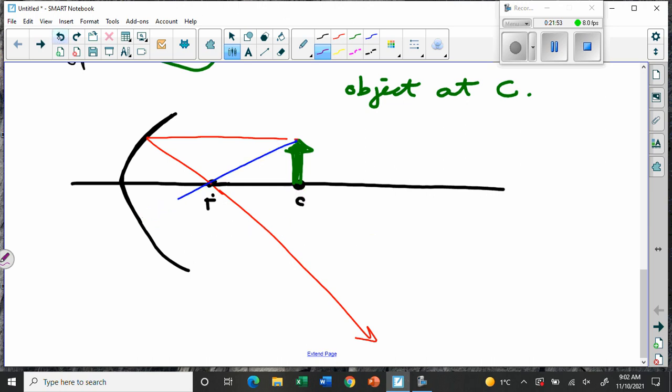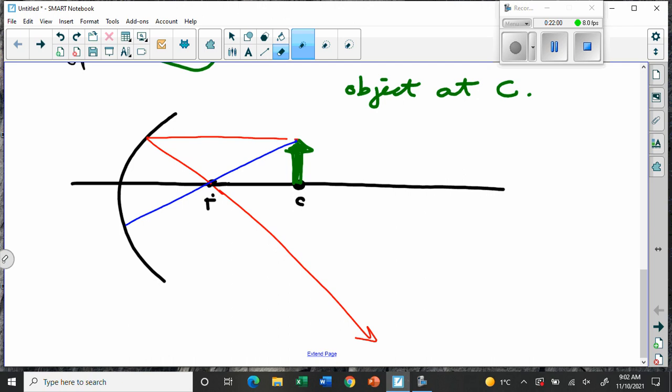I'll try one more time here to see if I can't fix why this is happening. Now it's erasing. I'm trying to do too many things with this smartboard, which is right now not as smart as I would like it to be.